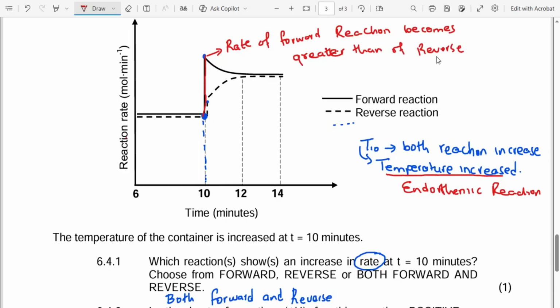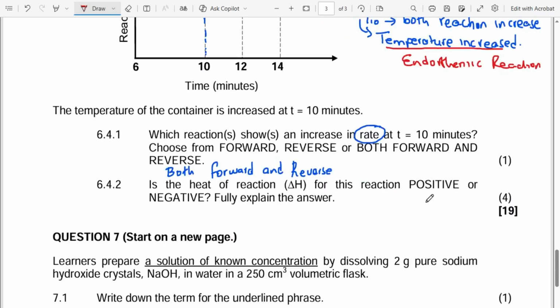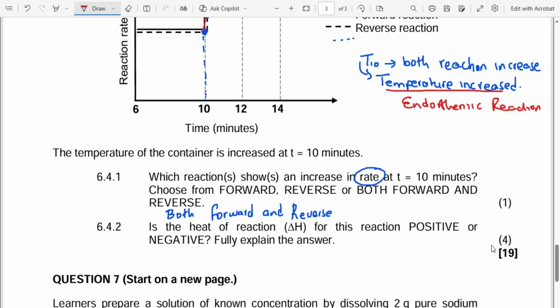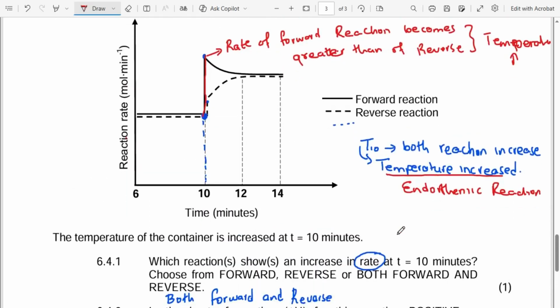Okay, what can we conclude about that information? This only happens after the temperature is increased. Okay, so after the temperature increased, the rate of the forward reaction becomes greater than the reverse. Guys, what I'm giving you now is already me answering this when they say fully explain your answer. I'm already working on fully explaining my answer.